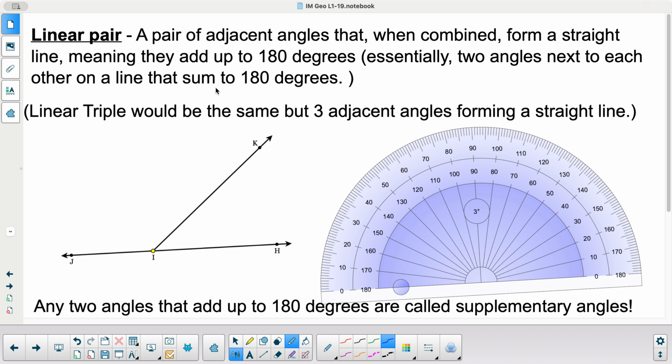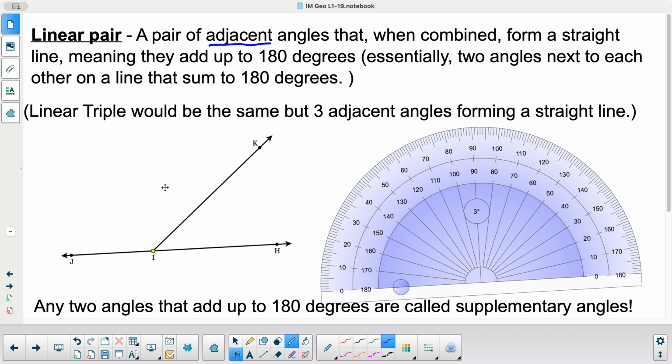All right, so a linear pair. We worked with this a little bit on the warm-up. A linear pair is a pair of adjacent angles that, when combined, form a straight line. Adjacent means next to each other right here. So they add up to 180 degrees. Essentially two angles next to each other on a line that sum to 180.